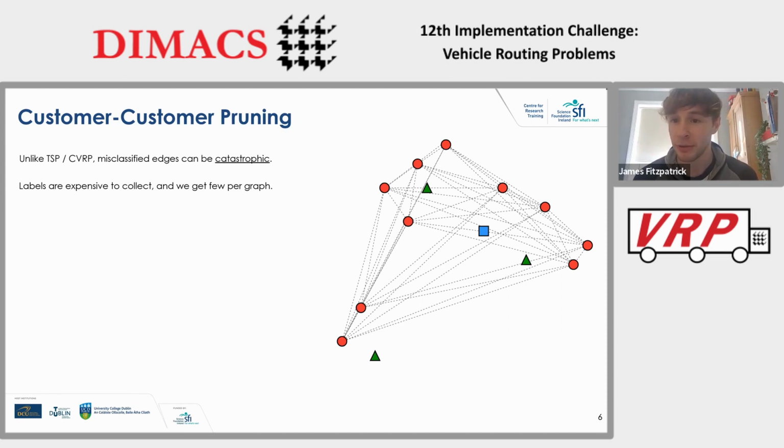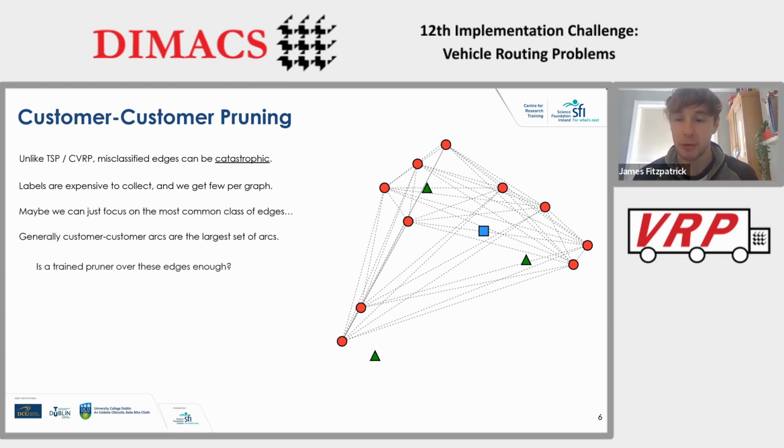So for example, there are lots of customer to customer edges in these graphs, particularly the smaller ones, but there might not be many customer to station edges or station to customer. The direction here is important as well, or station to depot and so on. So it turns out that really we only have enough samples to train on the customer-to-customer edges. So that's the most common set. And maybe we can just train on those and just prune those, and maybe that's enough.